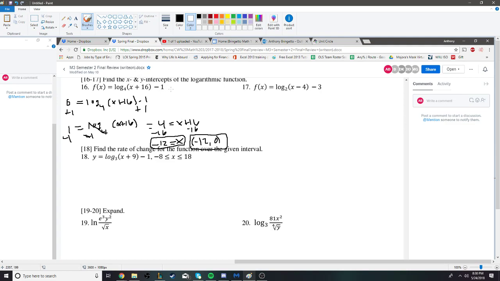The y-intercept is when you plug 0 into x, so log base 4 of 0 plus 16 is 16, minus 1. And that's going to be 2 minus 1 for 1. So the y-intercept is 0 comma 1.